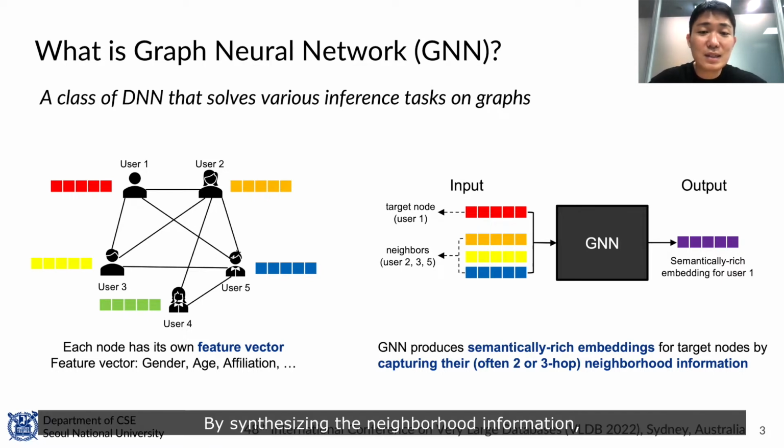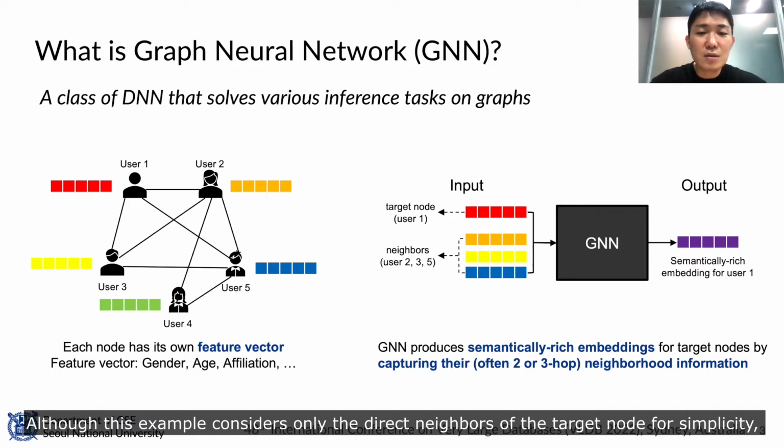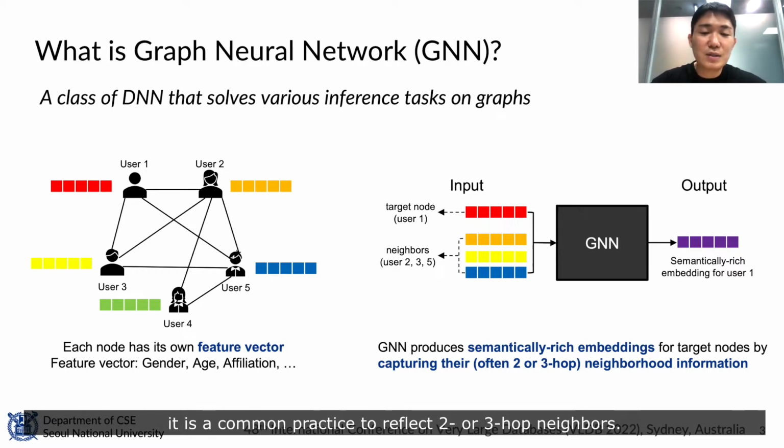By synthesizing the neighborhood information, GNN outputs a semantically rich embedding for the target node, which can be used for various downstream tasks. Although this example considers only the direct neighbors of the target node for simplicity, it is common practice to reflect 2 or 3 hop neighbors.